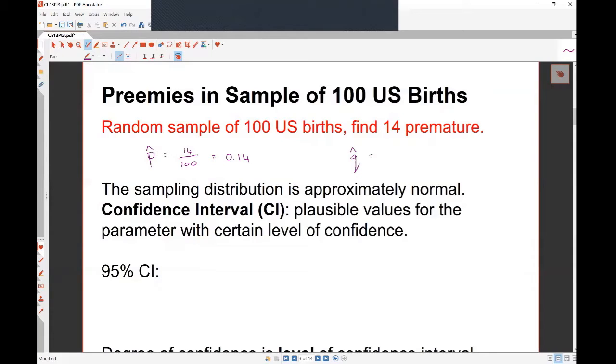And because we're heading towards calculating the standard error, it's helpful to already calculate Q hat, which is just 1 minus the p hat value. So in this case, 0.86.